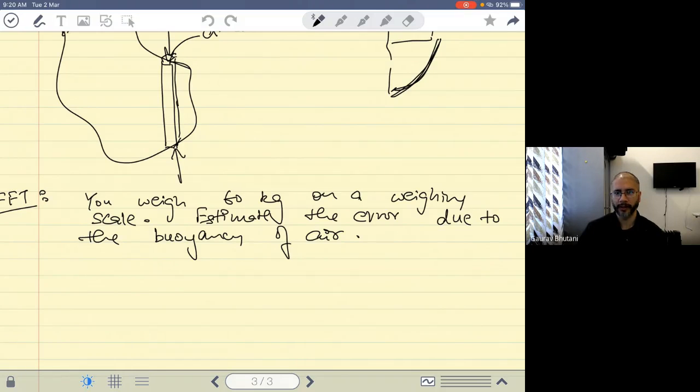So in this case, you have to make a reasonable estimate based on any assumptions that you would want to take in terms of the volume that you have, and you find out what is the percentage error or the amount of kgs that is the error in the measurement because you have neglected the force of buoyancy in this case. Okay, so please estimate that. This is just again food for thought.